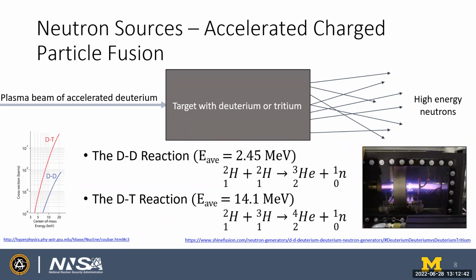Then we move on to a more common one, the accelerated particle fusion. It's a fusion reaction of either DD, which is that hydrogen-2 there, or DT, so hydrogen-2 and hydrogen-3. What we do here is we have this very excited beam of plasma deuterium, or deuterium and tritium, and we hit a target of deuterium or tritium. And this produces very high energy neutrons, the DD reaction 2.45 MeV, and the DT reaction 14.1 MeV on average.